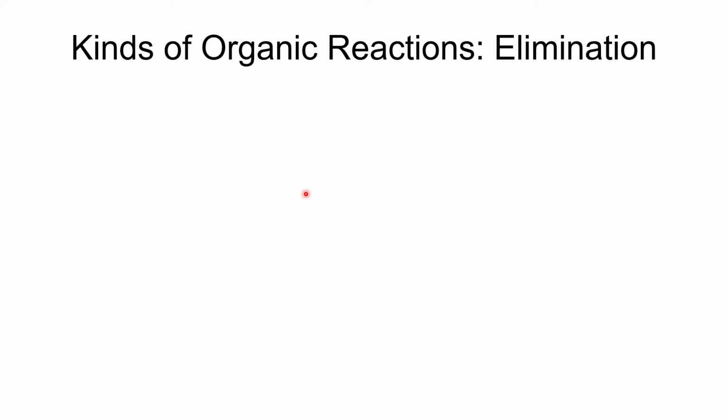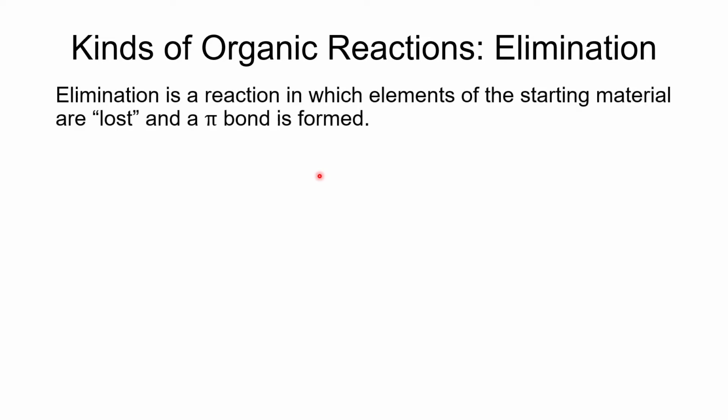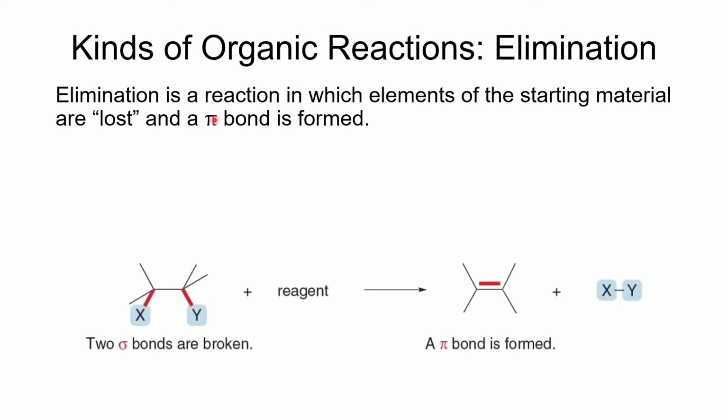All right, so kinds of organic reactions. In addition to our substitution, we have elimination reactions. In an elimination reaction, you'll have some elements that are lost from the starting material, and you'll form a pi bond. Here is an example. So we can lose XY across a carbon-carbon bond, and we form a pi bond across those two carbons. And then XY is a product.